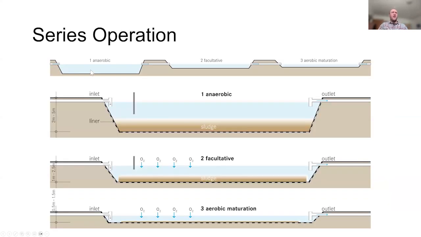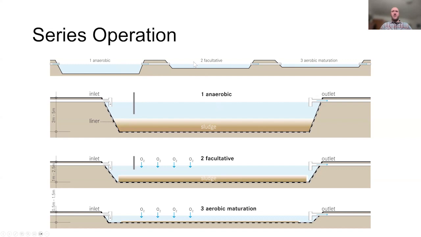Okay, so here's a diagram of a series operation. In this situation, you can see there are three ponds. The first one, in this graphic they call an anaerobic pond, but it looks more like a facultative pond because there's no cover on top. But it is going to have a lot more of that anaerobic process because it's going to have a lot more settleable solids and a much thicker sludge layer on the bottom. You can see it's deeper than the other ones, so there's going to be more anaerobic process in there and not as much oxygen.